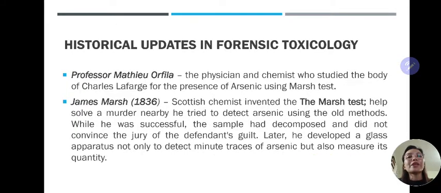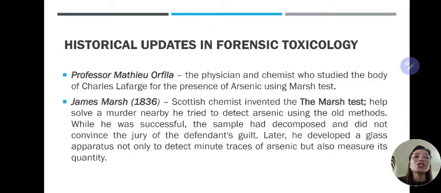Then we have Professor Matthew Orfila. He's considered the father of forensic toxicology. He is the physician and chemist who studied the body of Charles Lafarge. Si Charles Lafarge yung husband ni Madame Marie Lafarge, for the presence of arsenic using the Marsh test. And then we have James Marsh.